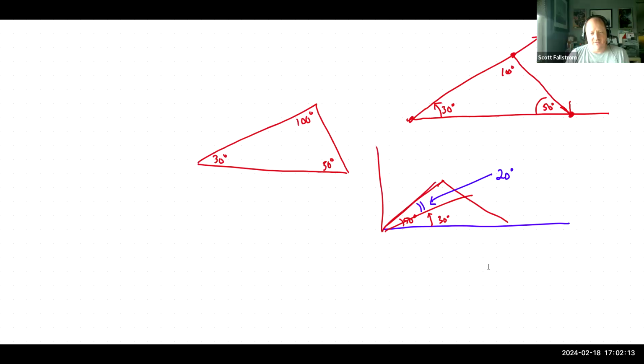Actually, be a little bit over here. You'd say 50 right there. 50 plus the 20 makes a 70-degree angle. Yeah, you can do a 70-degree angle. I know. That's kind of cool.